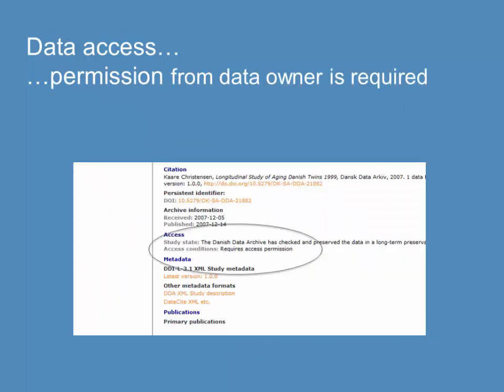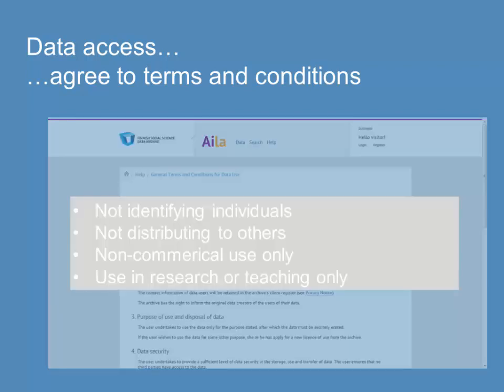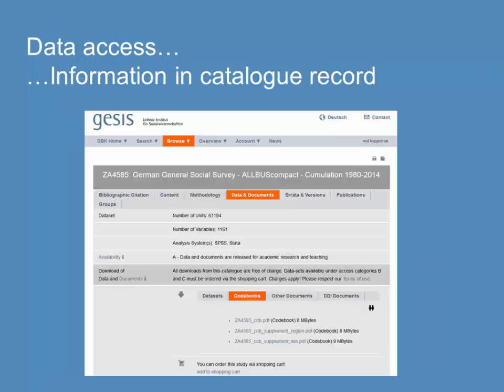In some cases, permission from the data owners can be required, and you will find more strict access processes for sensitive or confidential data. You will usually need to agree to a set of terms and conditions. Common terms and conditions include not trying to identify individuals in the data and not distributing data to others. The use of data may also be restricted to non-commercial use or for use in research or teaching only. The catalogue should display access conditions for each data collection, but if unsure, ask the data service for help.